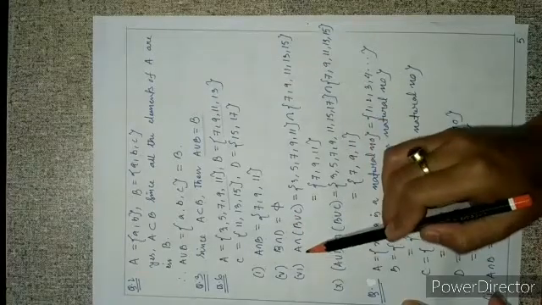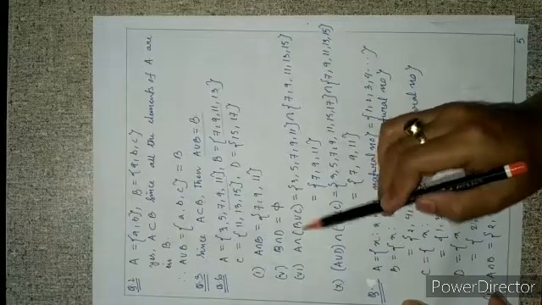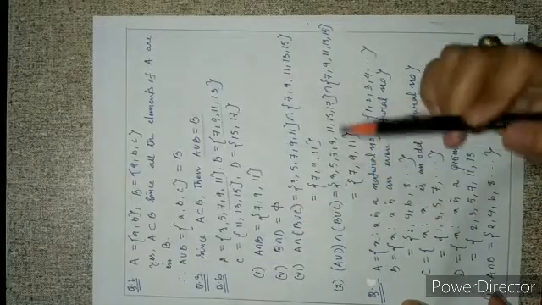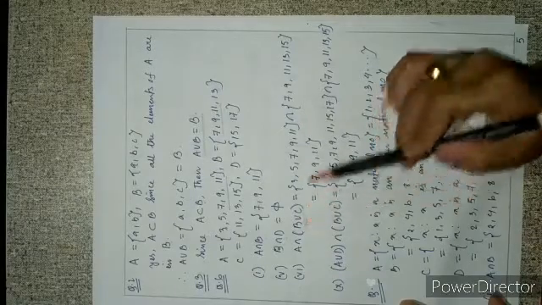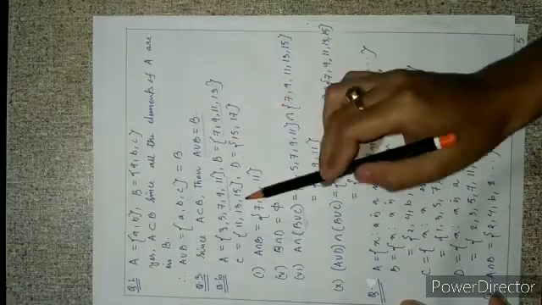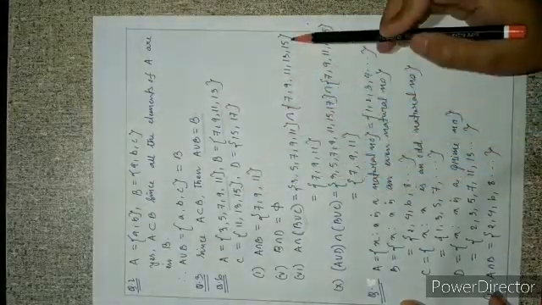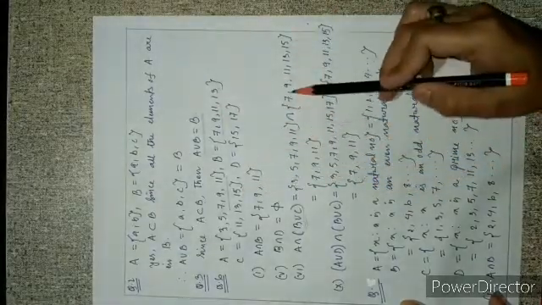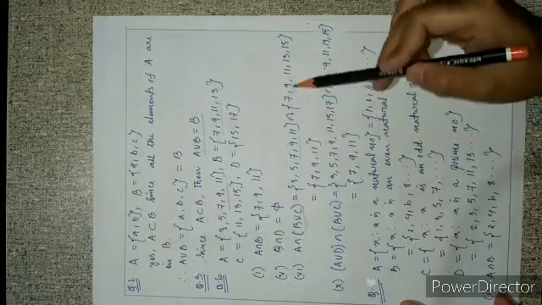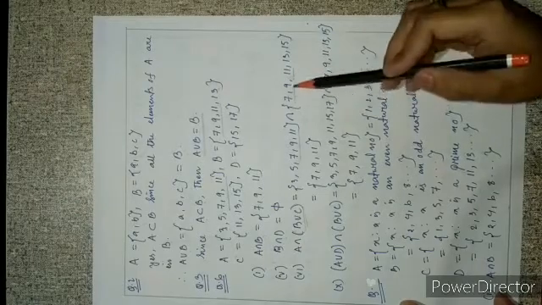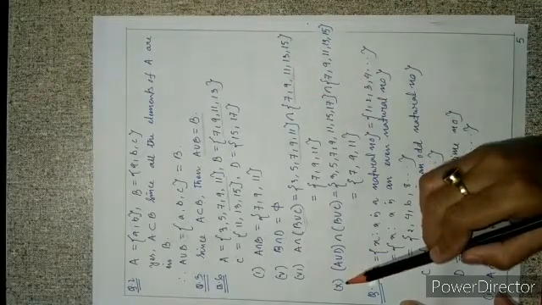Roman number 6: A intersection B union C. Solve the bracket first. Write the elements of set A, then find the union of B and C. B union C is 7, 9, 11, 13, and the last element is 15. And find the intersection of these two sets. Common elements are 7, 9, and 11.